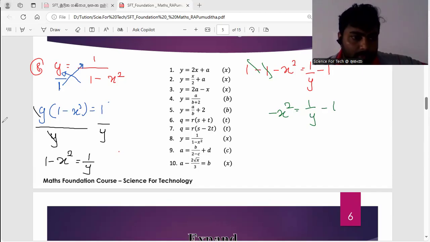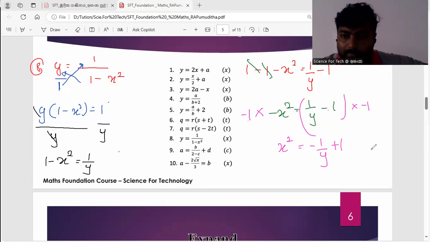Then you have to remove this minus sign. What you have to do? You have to multiply this by minus 1 and this side also by minus 1. Then minus 1 into minus x squared means plus x squared, equals minus 1 into 1 divided by y means minus 1 divided by y. Then minus 1 into minus 1 means plus 1. Plus 1, we usually keep the plus.